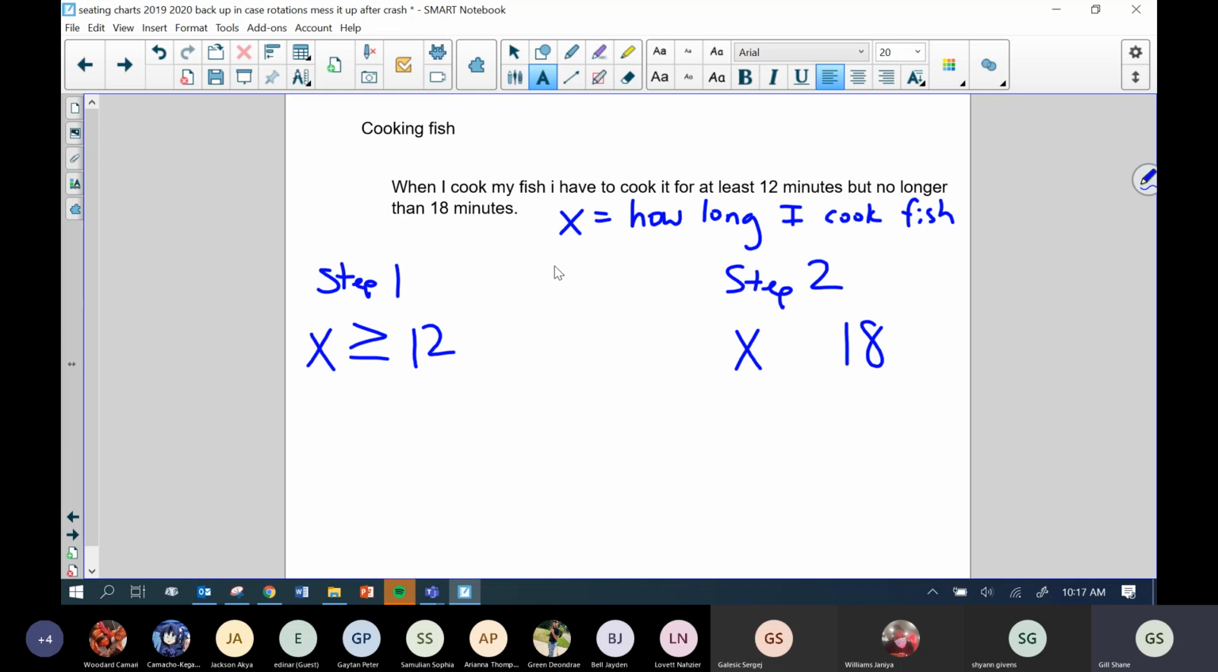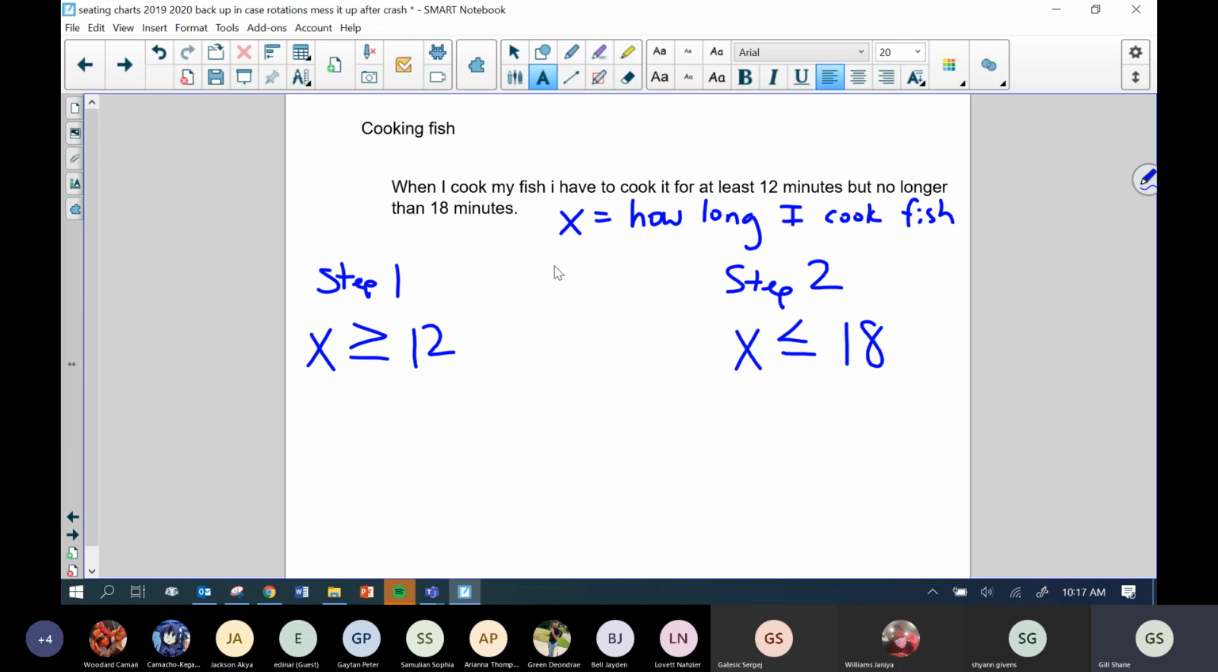Well, no, that doesn't make sense. So X can't be greater than 18, so it must have to be less than. And that's what "no longer than 18" means, less than. So my other question is, would exactly 18 be okay? Well, yeah, I think exactly 18 would be okay because it says no longer than 18. It doesn't say less than 18, it just says no longer than 18. So I would go with that: less than or equal to.